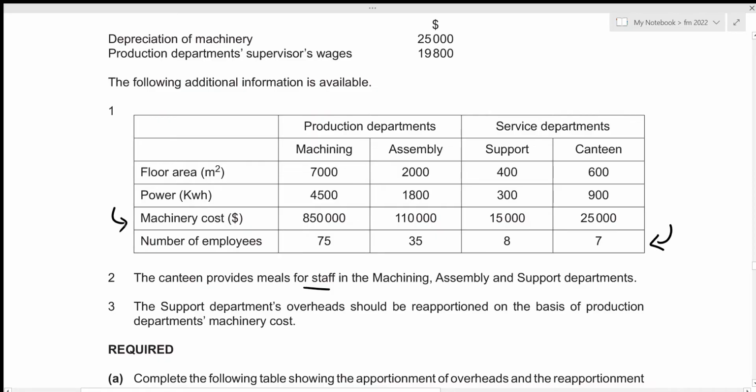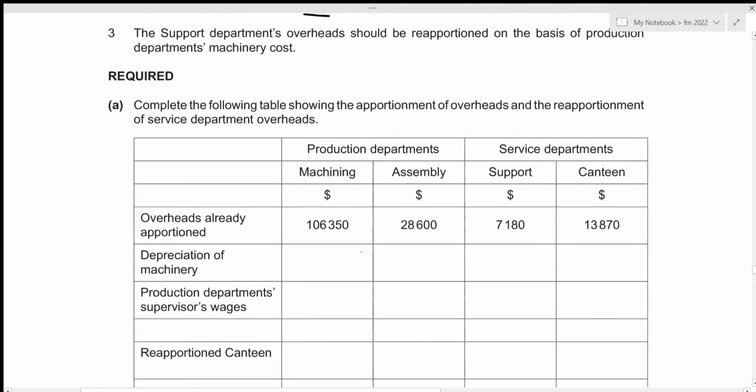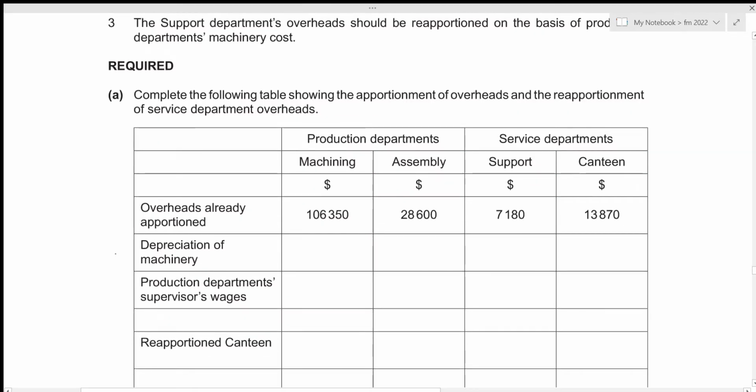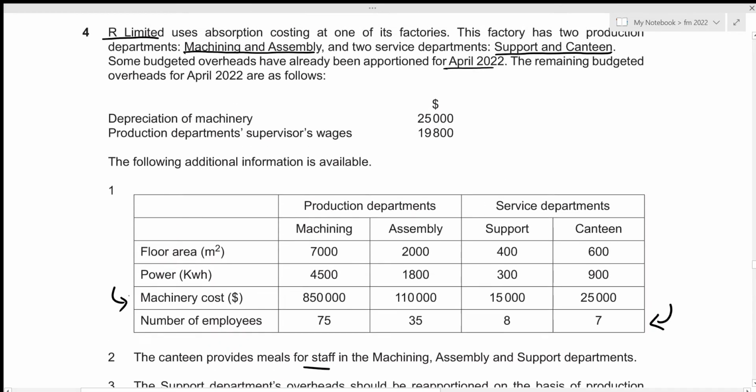Alright, then let's have a look at the first question. We need to complete the following tables showing the apportionment of overheads and the reapportionment of service department overheads. Okay, so for the first part, we need to apportion the depreciation of machinery. And since we are talking about machinery, the basis for apportionment would definitely be the machinery cost. Right, so let's figure out the total machinery cost for all the 4 departments. That's going to be 850,000 plus 110,000 plus 15,000 plus 25,000, which results in the value of 1 million.